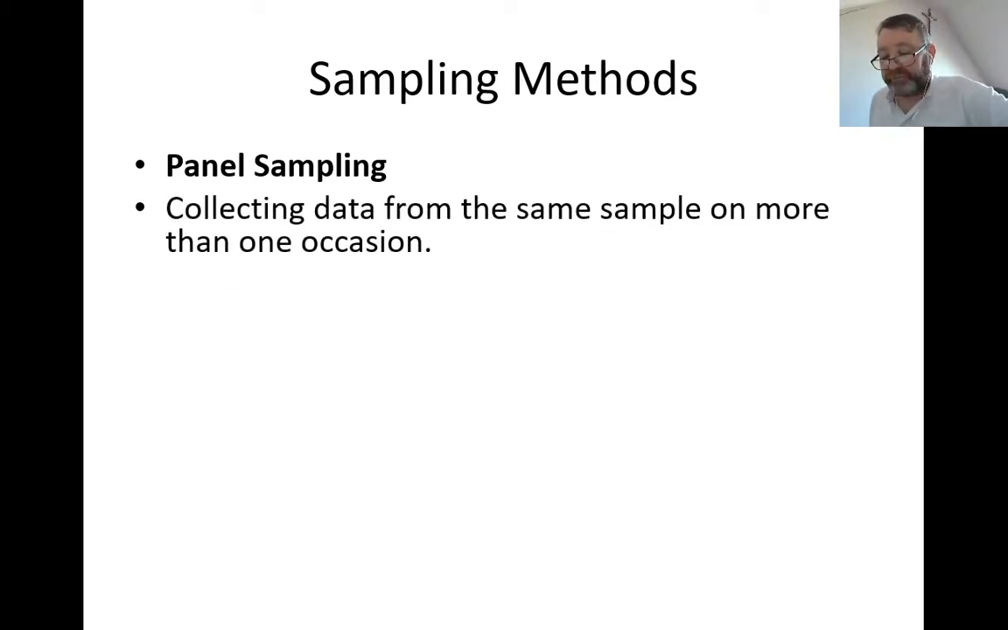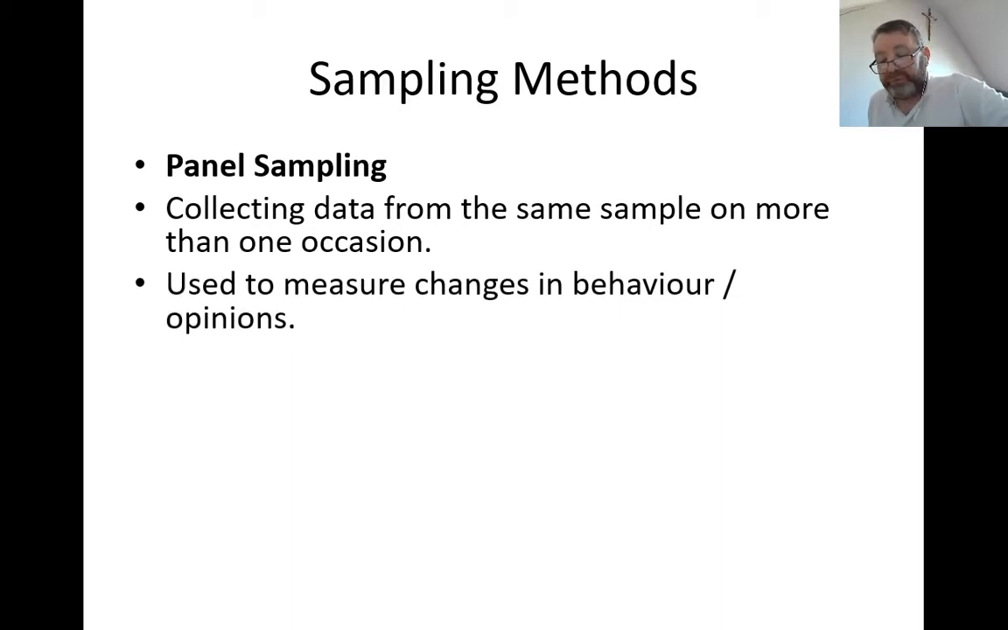So collecting data from the same sample on more than one occasion. Used to measure changes in behaviour or opinions. So you'll always notice when a huge thing is coming up for, say, constitutional change or something like that, they'll always have panels out. And the panels will always be 5 or 6 people. Look at the presidential election, for example, a panel, men and women, and they all put forward their case as to why they want to be president.